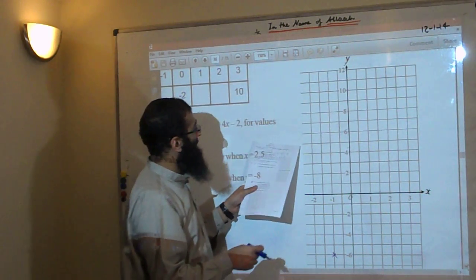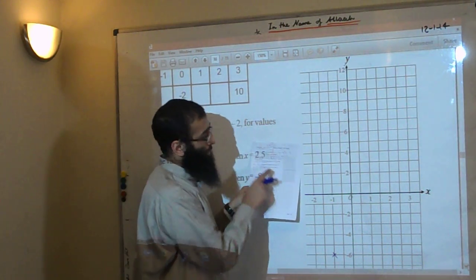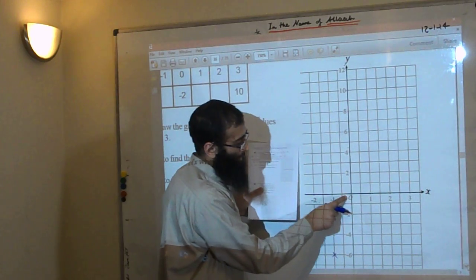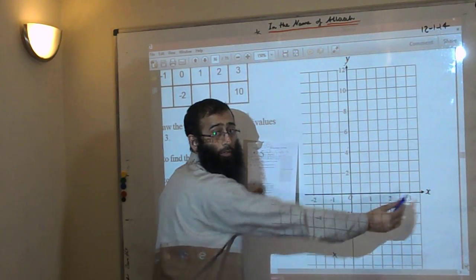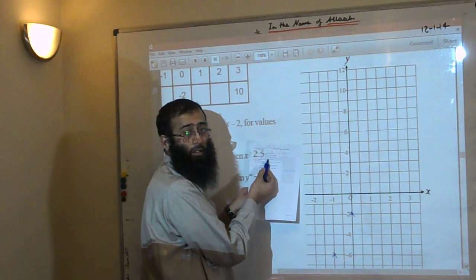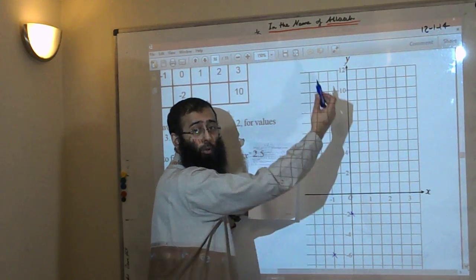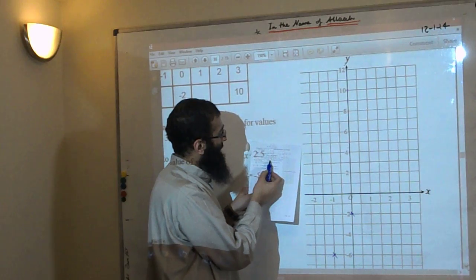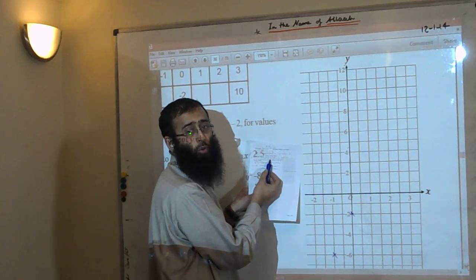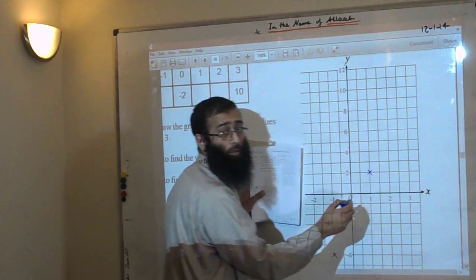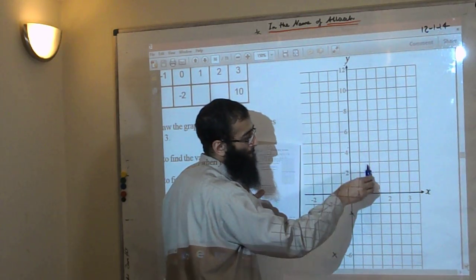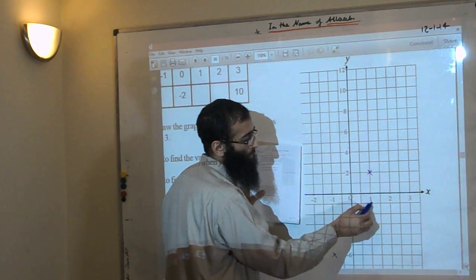Apologies for that. The next one is 0, minus 2. So you go to 0 along the x, then you come down by minus 2. The first value tells you how much you go across. The second value tells you how much you go down or up. So the next one after 0, minus 2 is 1 and 2. So we go across by 1 and we come up by 2. Across by 1, up by 2.